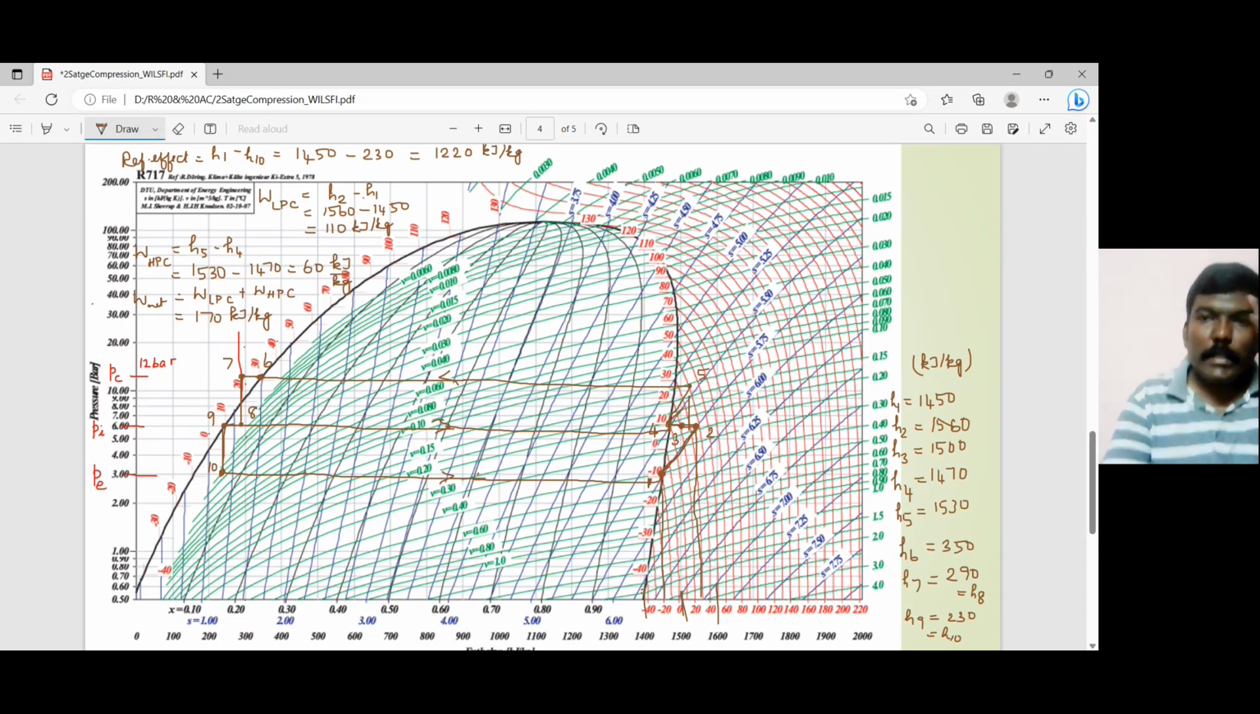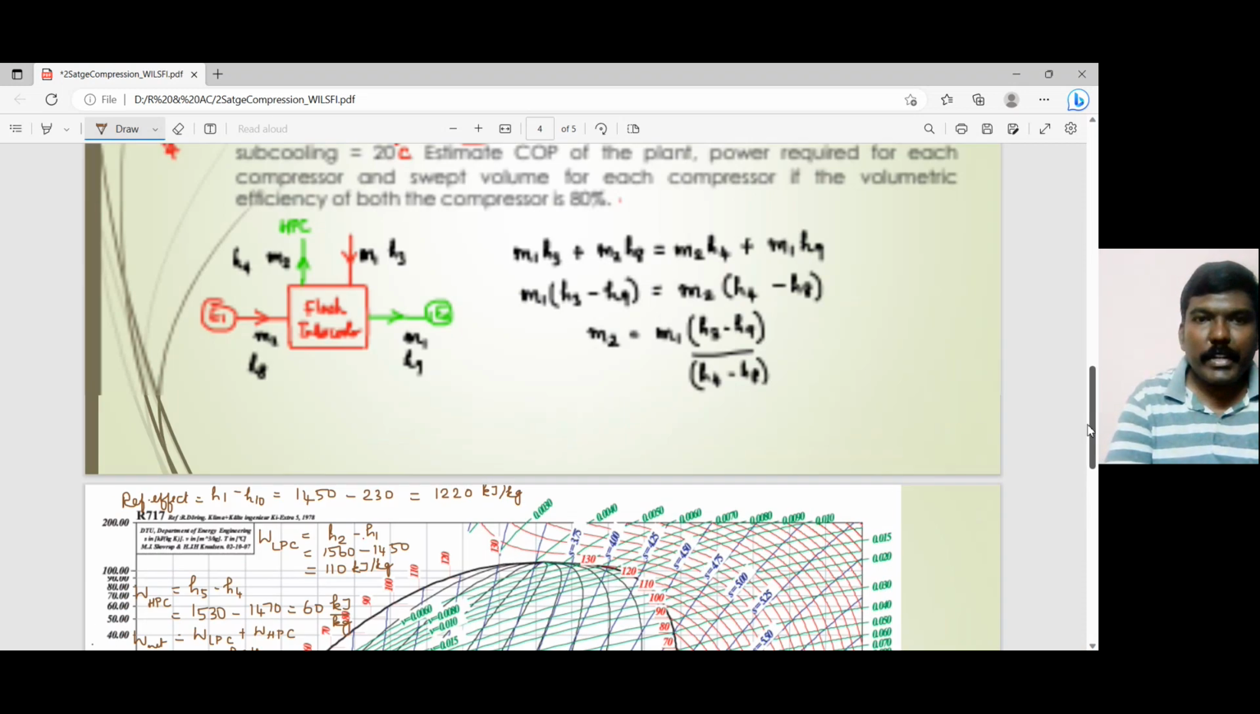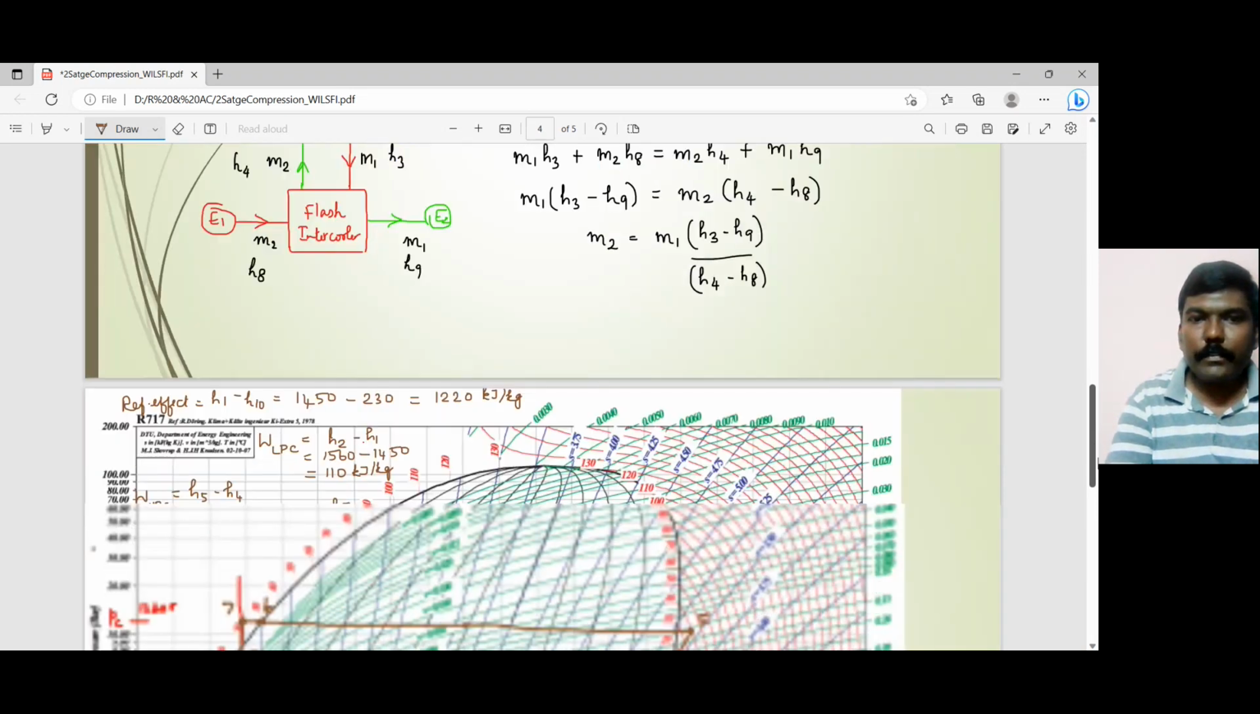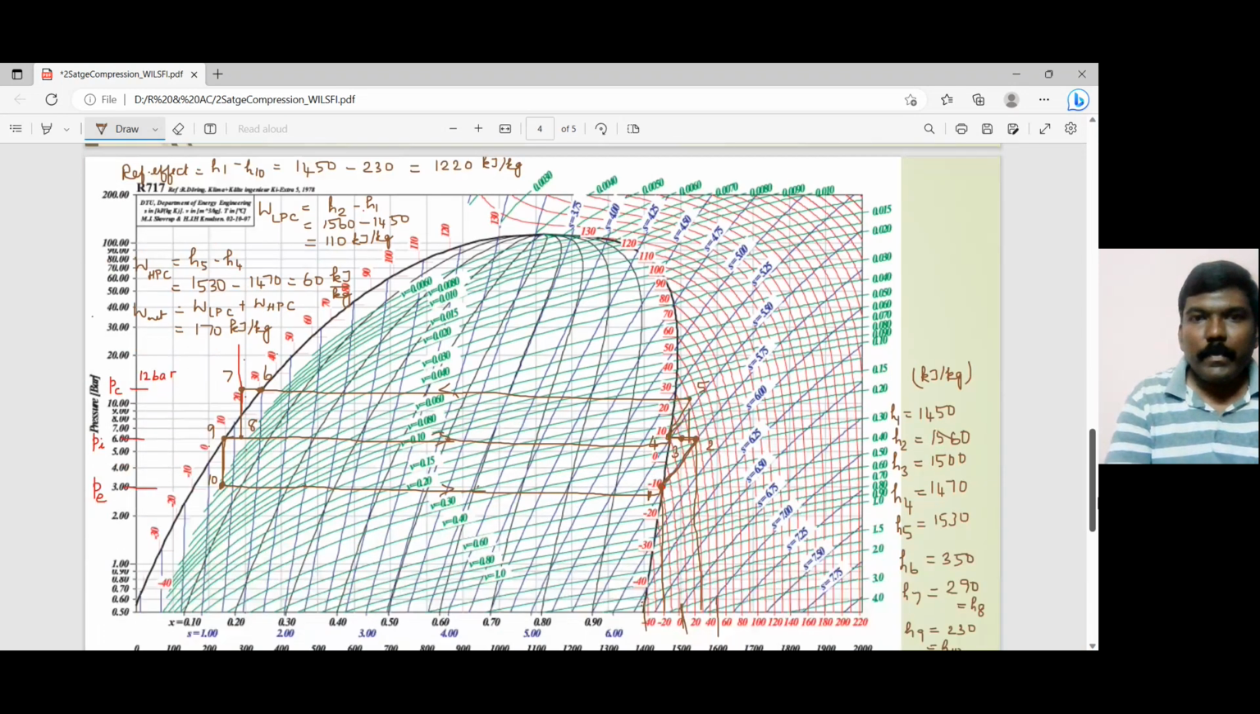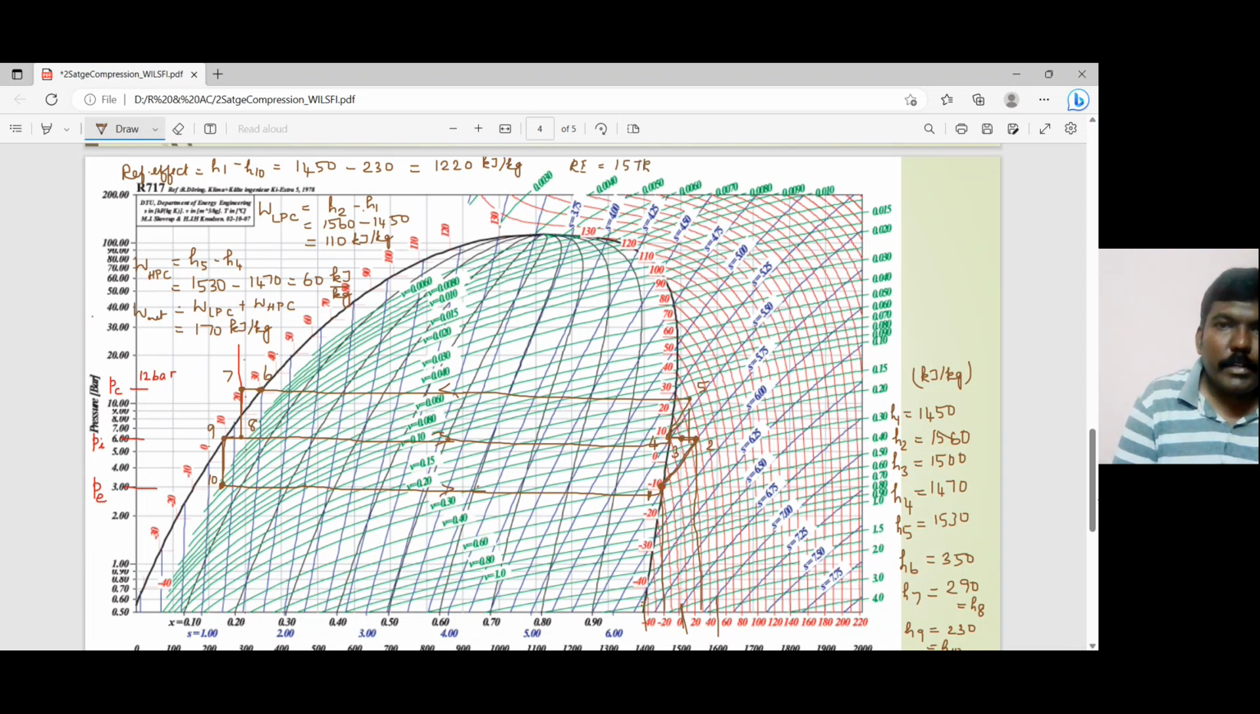Okay. But what they have also given is the refrigeration effect of 15 ton of refrigeration. So RE is 15 ton of refrigeration, 15 into 3.5. How much is that? So let's check with the calculator.